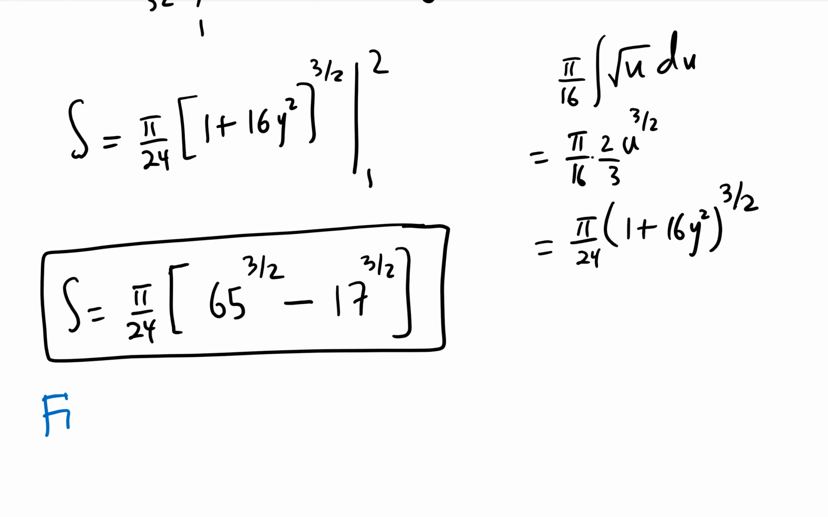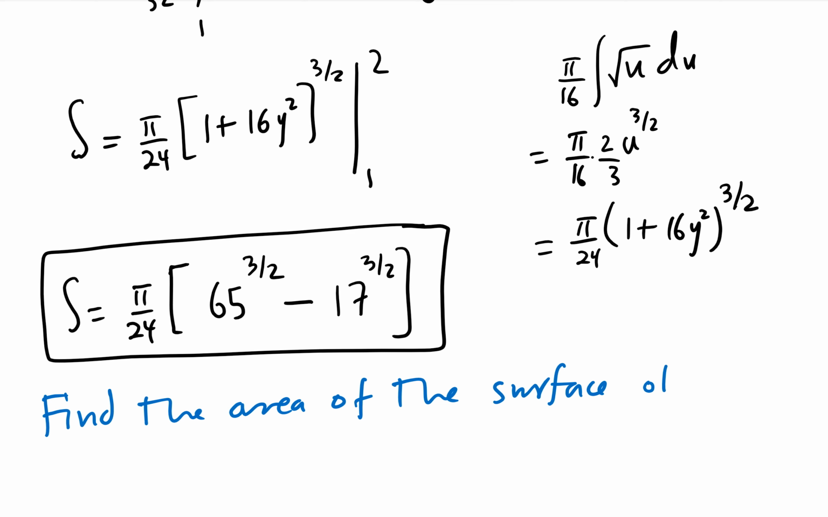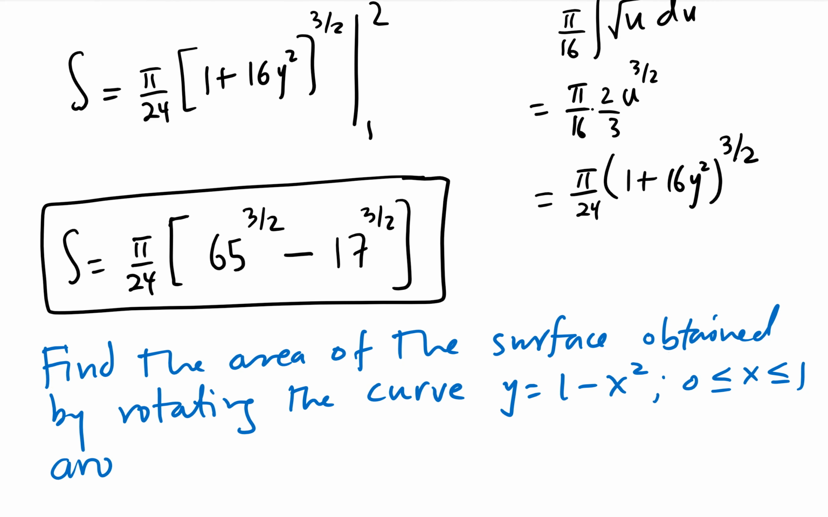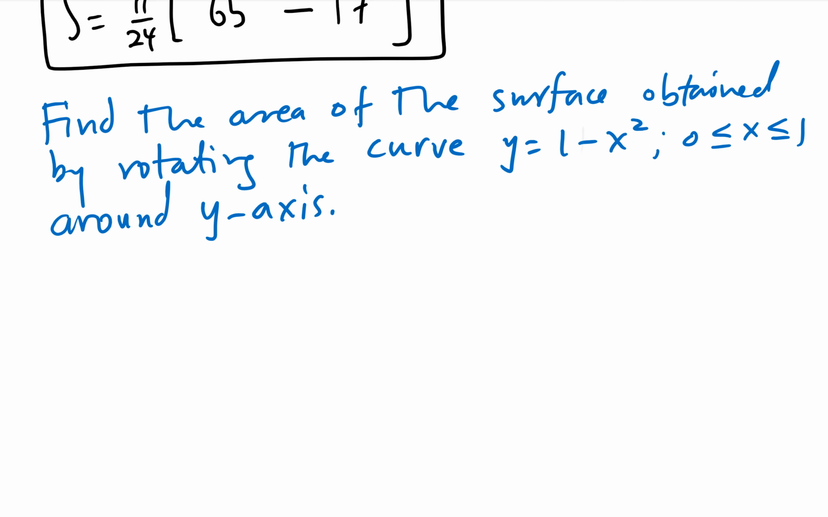Find the area, again, find the area of the surface obtained by rotating the curve y equals 1 minus x squared from 0 to 1 around, let's do y-axis. Okay, let's go over this one.